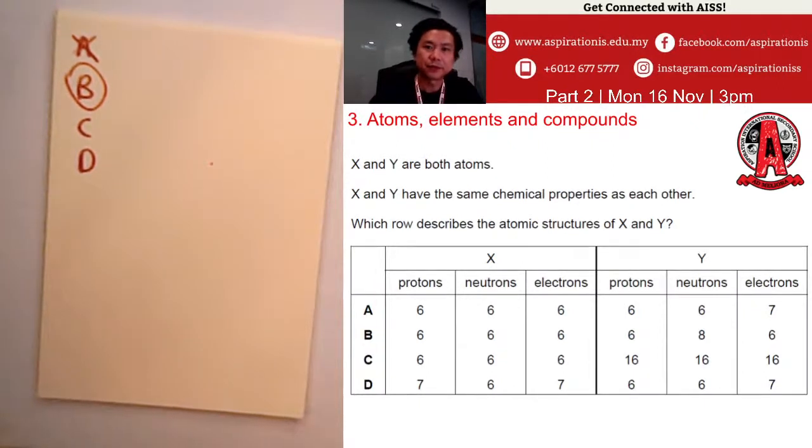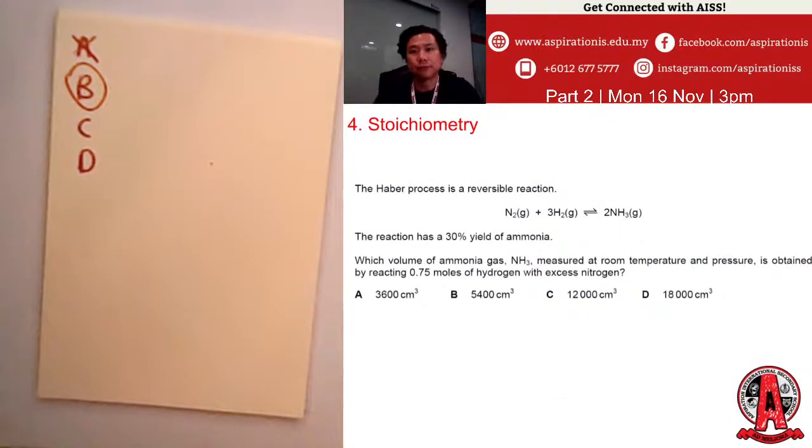Good job. So remember, chemical properties depend on the number of valence electrons, and of course, if the number of protons are the same, all the better. Moving on. There we go.